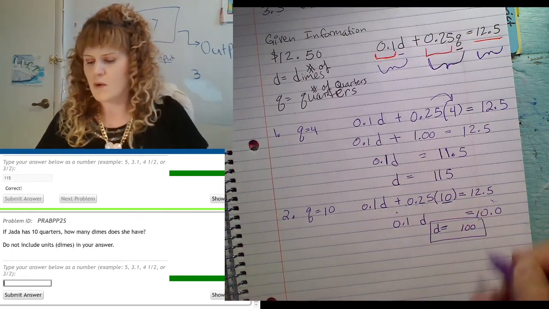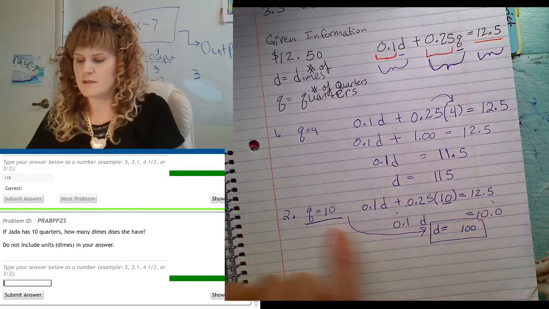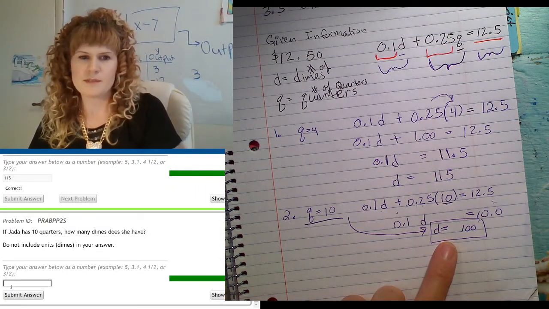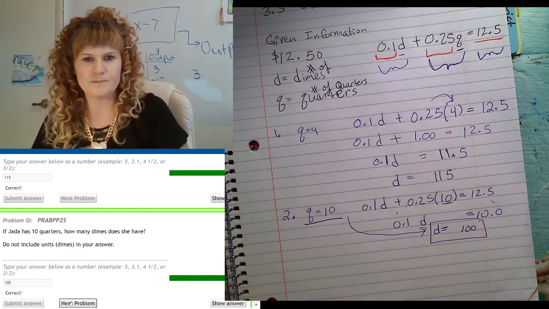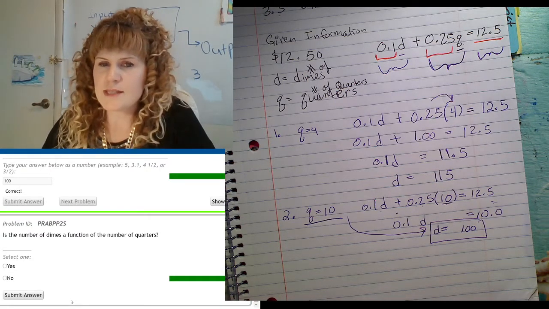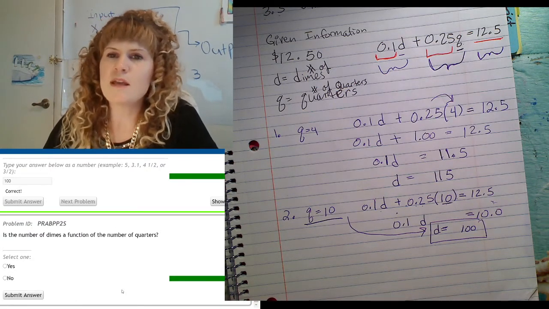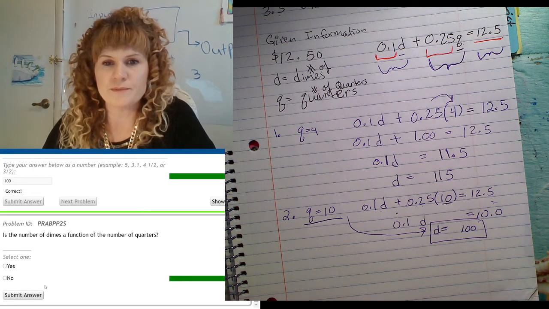It means when she has 10 quarters, she has 100 dimes. Type it in, but don't write 100 dimes. Just type in 100. I go pretty fast because I have a lot of experience at this, but it's really important that you pause the video and try it on your own.